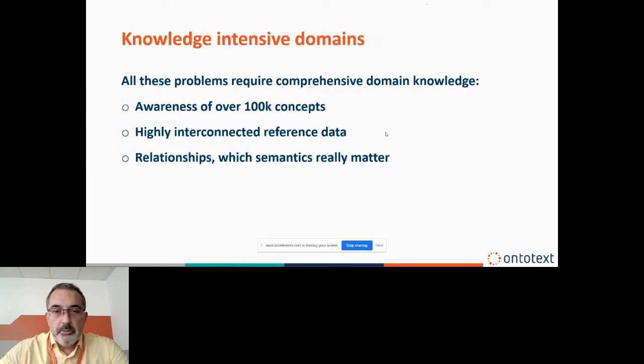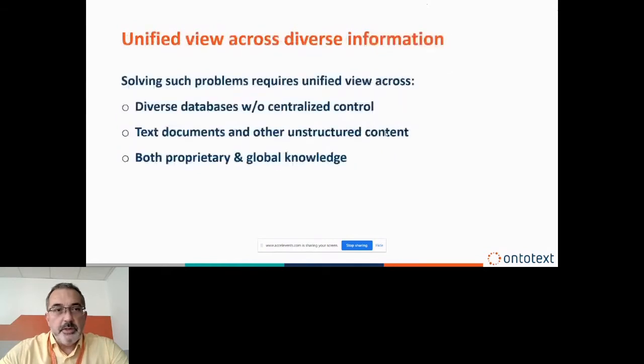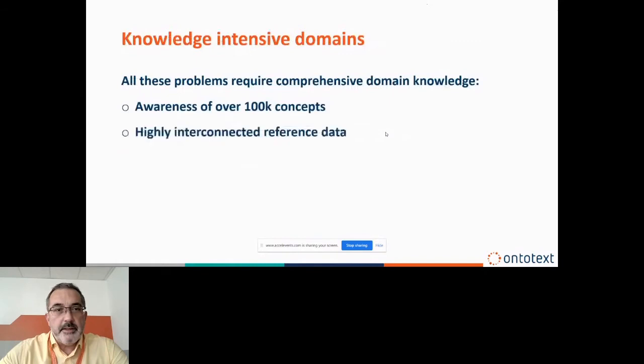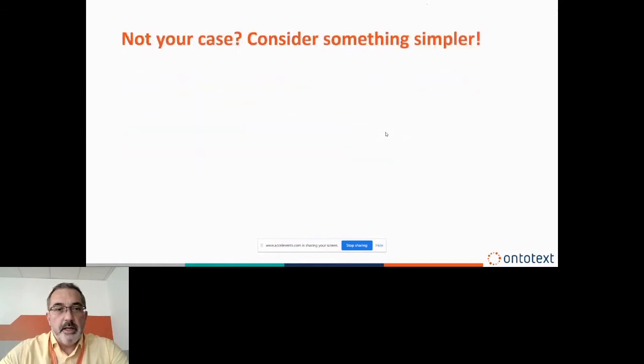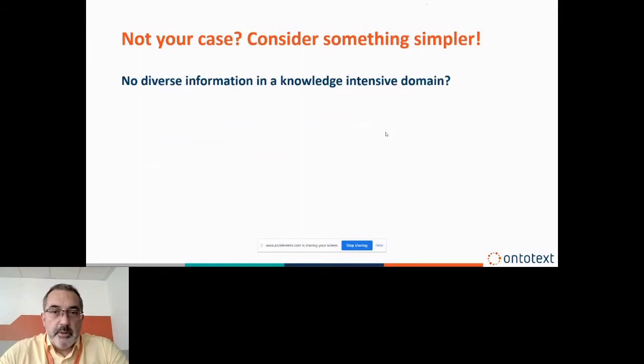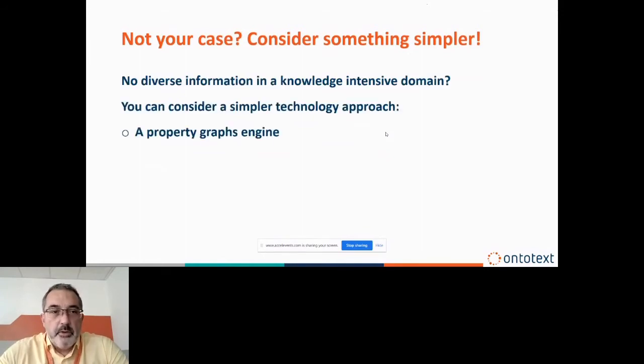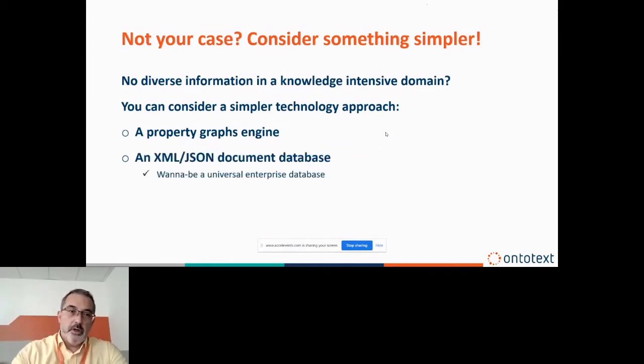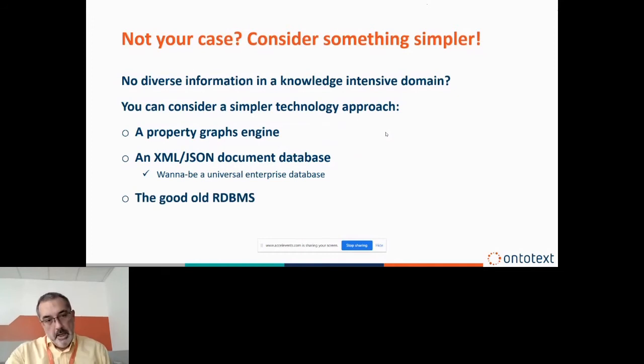So if that's not your case, if you don't need to build such a unified view, and if you don't have a knowledge-intensive domain, then you should probably think of something simple that can address your problem. You can probably go ahead with some sort of graph engine that is tuned for graph path search, or with one of the many document databases that all pretend to be the universal enterprise database, while it's all about moving XML in and out, or JSON.